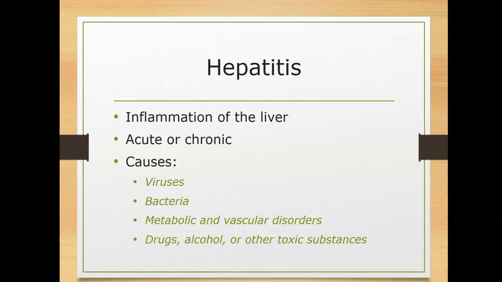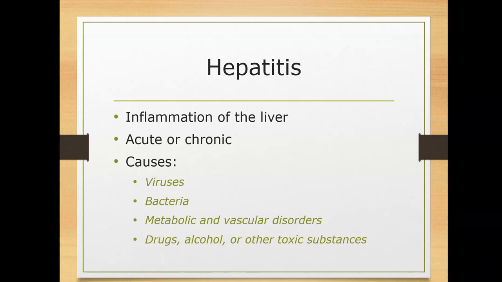Hepatitis is simply defined as inflammation of the liver. If you look at medical terminology, itis is a medical terminology for inflammation. As per the name, it is inflammation of the liver. It can have acute or chronic forms, and it can have a variety of causes. So we're going to really dial in on the viral causes, but it can also be a bacterial hepatitis.